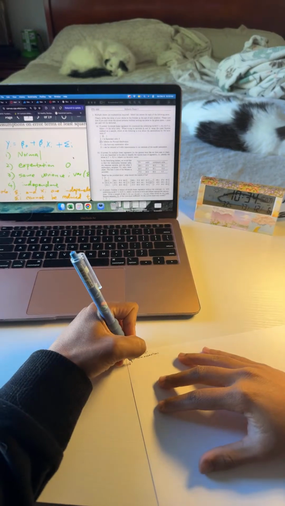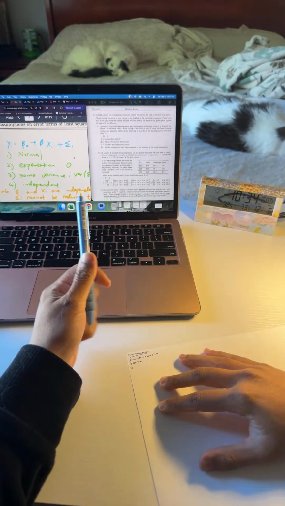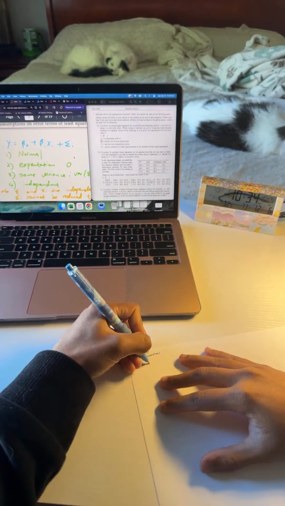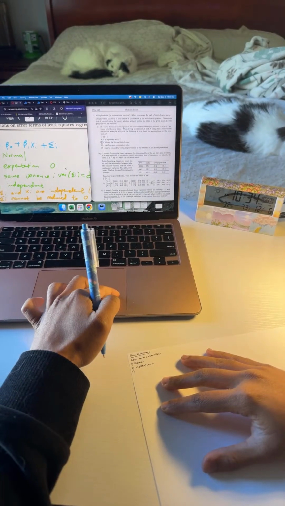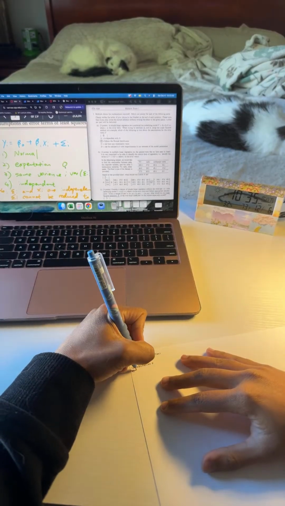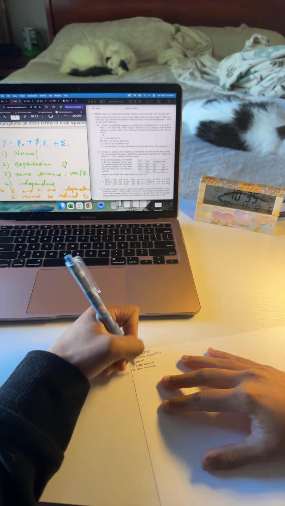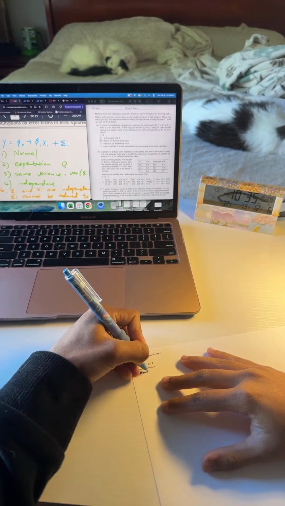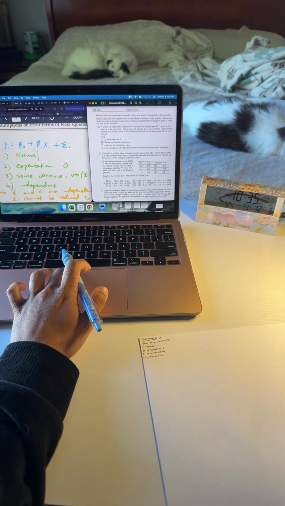Number 1 is normal. Number 2, expectation 0. Number 3, same variance for all i. And number 4, independent. All right, so epsilon is independent with X.